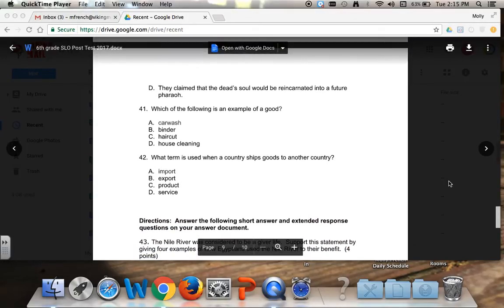Number 41. Which of the following is an example of a good? A, a car wash, B, a binder, C, a haircut, or D, house cleaning? Number 42. Which term is used when a country ships goods to another country? A, an import, B, an export, C, product, or D, service?